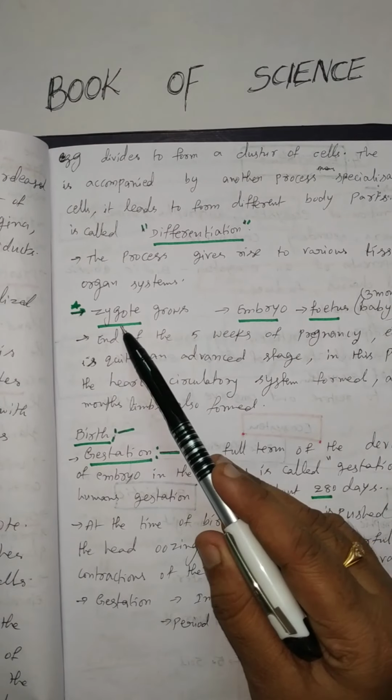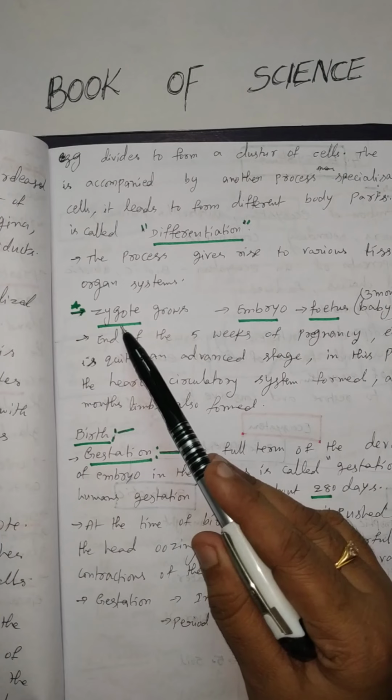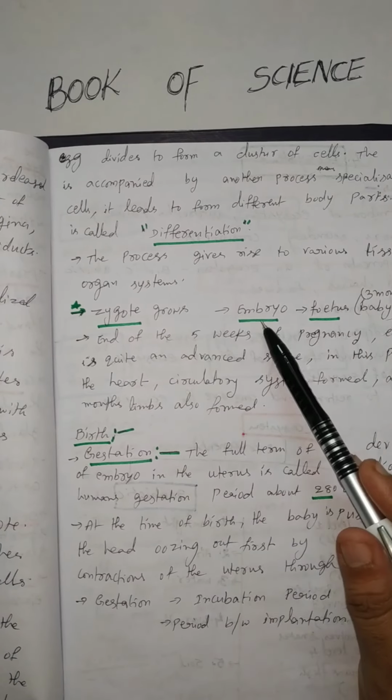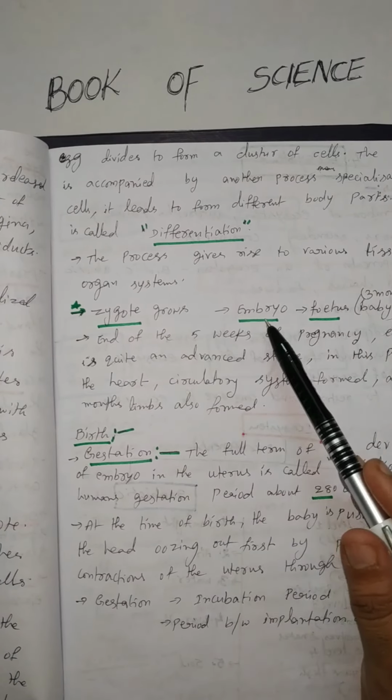First of all, after the fertilization, the zygote forms. The zygote grows, and after that the embryo forms, and after the embryo is developed, it forms a fetus. This is the 3 months baby. So, by the end of 5 weeks of pregnancy, the embryo is at quite an advanced stage. In this period, the heart and circulatory system are formed. After 2 months, limbs are also formed.